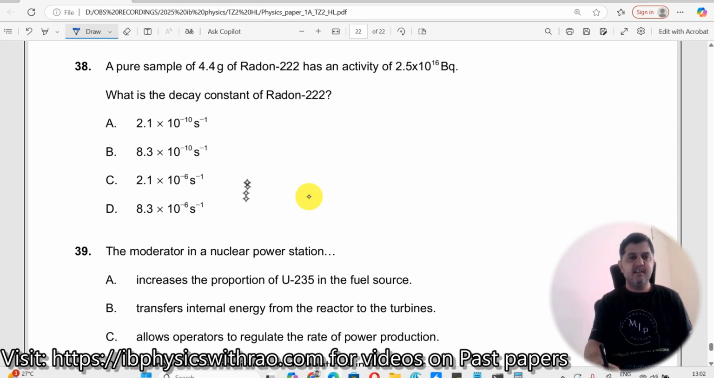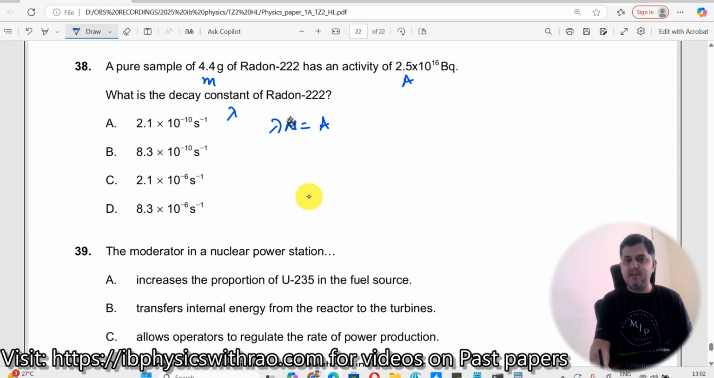Question number 38. A pure sample of 4.4 grams of radon-222 has an activity of so much. What is the decay constant of radon? Now, how do you get the decay constant from this activity? You know that lambda times N is equal to the activity. If you know the value of N, then you can get it.